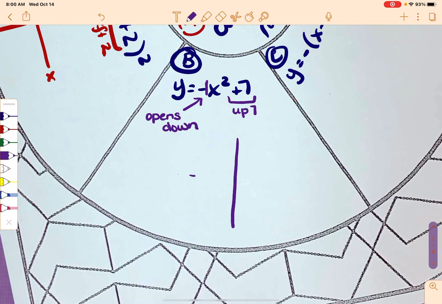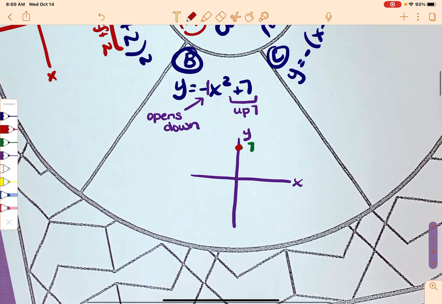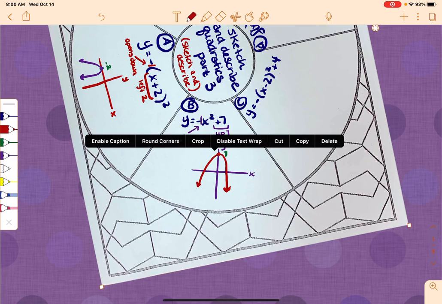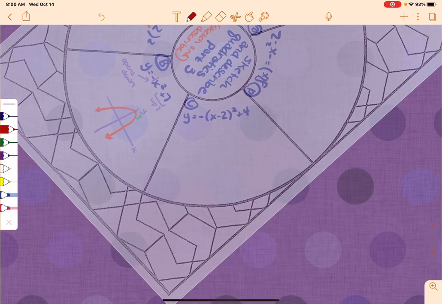So now we're going to get our x and y set up. If it goes up 7, that would be positive 7 up here. That's the only move that happens. So that's going to be my vertex point. And it opens down.